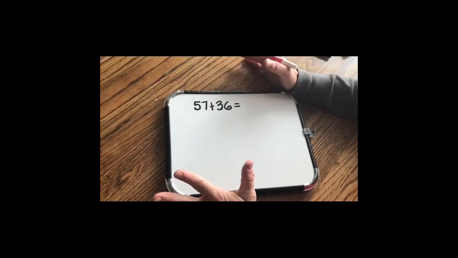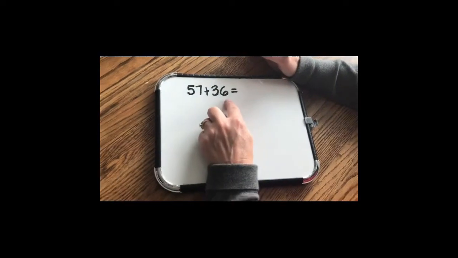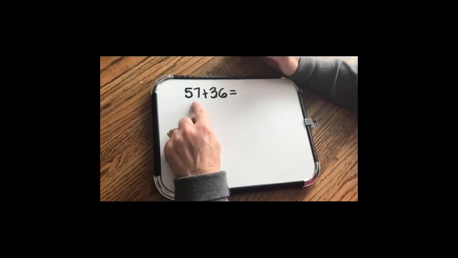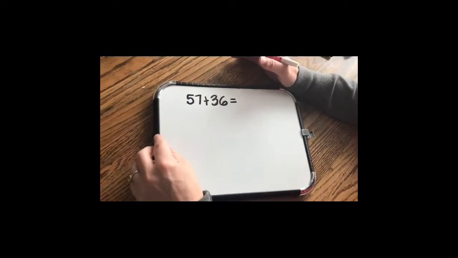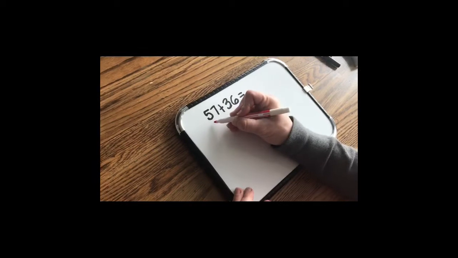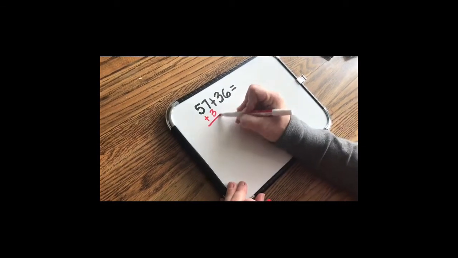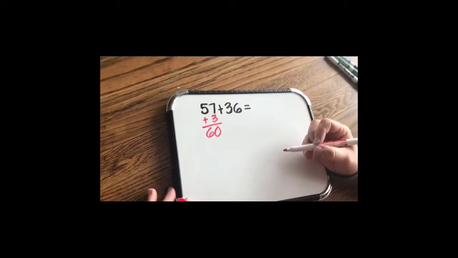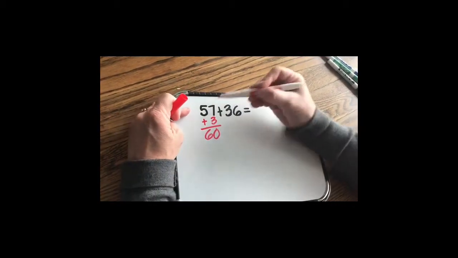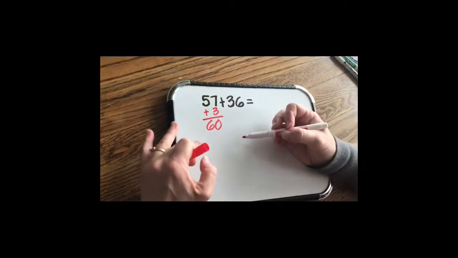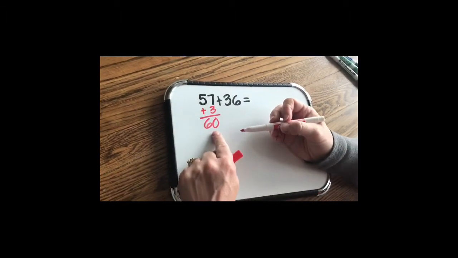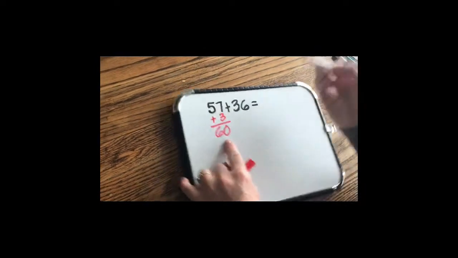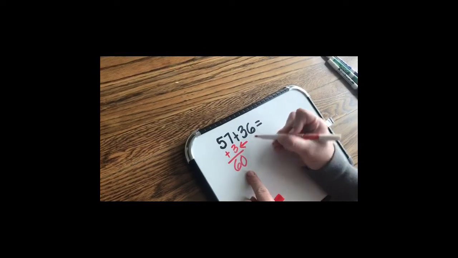Compensation works when one of your add-ins is close to a multiple of 10. Now, 57 is very close to the next multiple of 10, 60. In fact, if I add 3 more to 57, I will get 60. Now, what I'm trying to do with compensation is turn this equation, 57 plus 36, into an easier equation to solve. And it's a lot easier to add with a multiple of 10. But I have to get this 3 from somewhere. I'm going to take it from 36.